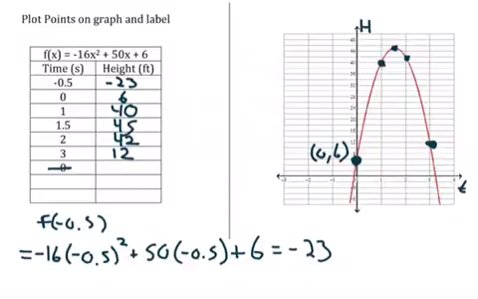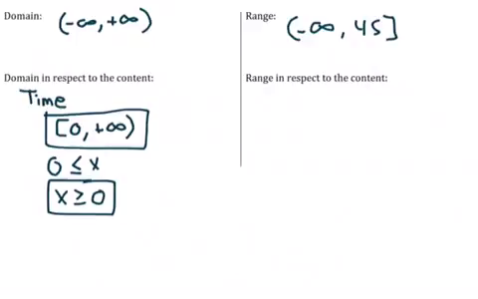And the answer is absolutely not. So really our range has to be, in respect to the context of this problem, limited. We are limited to the constraint that the ground is 0, and we can't go below the ground. So really, our range is going to be from y equals 0 all the way up to 45. So the range in respect to the context is going to be, because the range is the height, from 0 up to 45, and then another bracket.